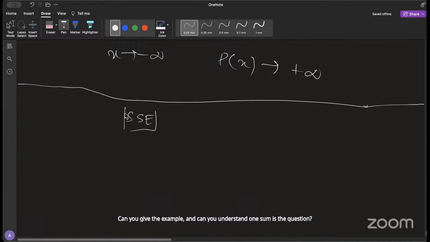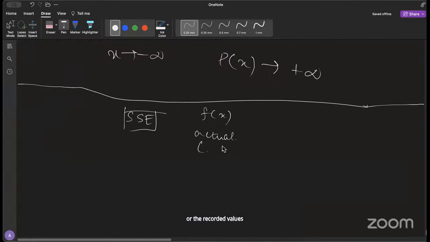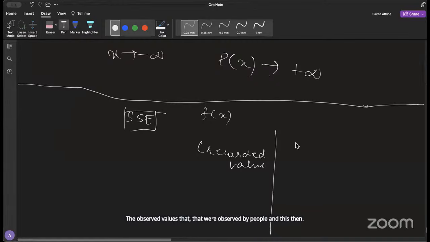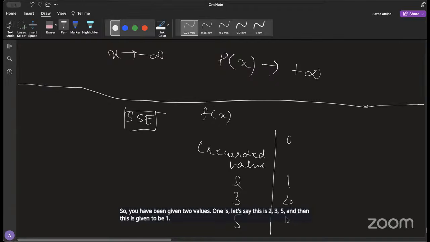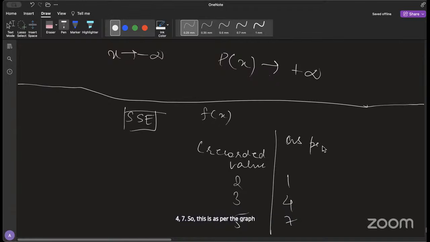Okay. Sum of squared errors is basically, let's say you have a function given, and there are two things. One is the actual values or the recorded values, like in experiments we do, right? Recorded values are the observed values that were observed by people, and these are the values of the function. So you have been given two sets of values, say 2, 3, 5, and 1, 4, 7.